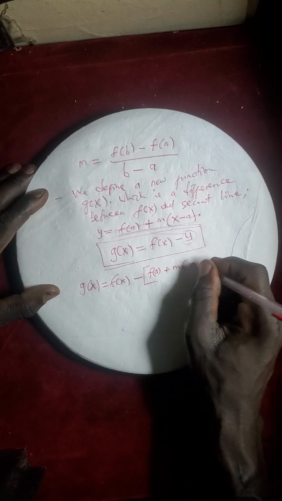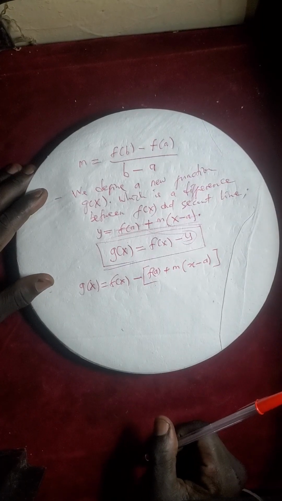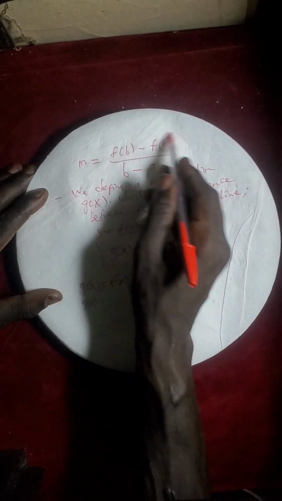Okay, let's just pretend we don't know what we're doing about m. So that's the thing. Then from there, let's now replace m. We can see this m. We know what m is about.